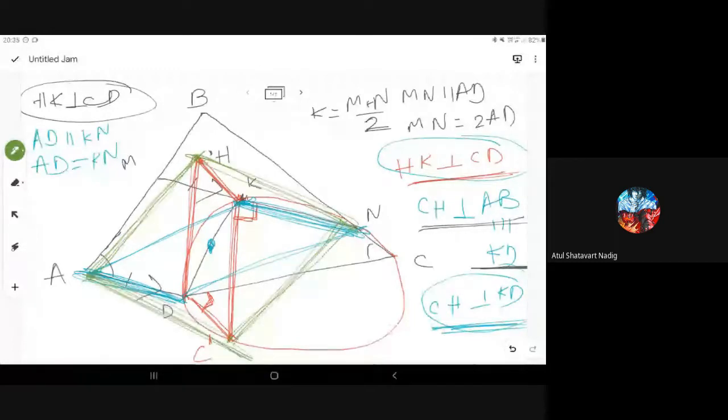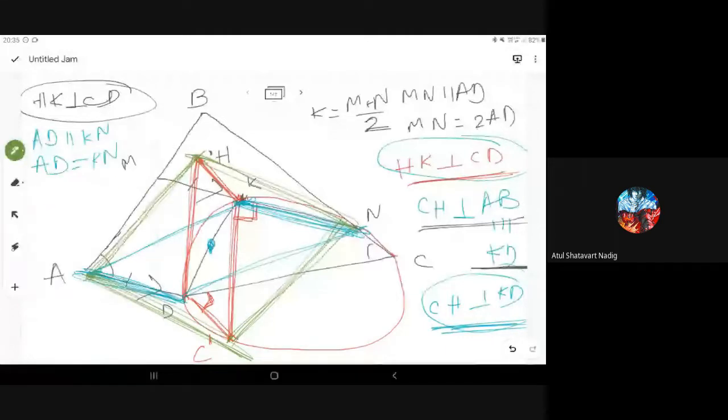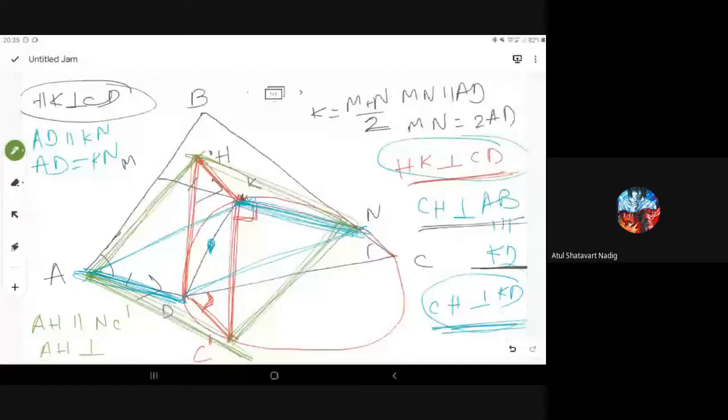Yeah, so this green parallelogram exists, and this means that AH is parallel to NC dash, and this means that AH is perpendicular to BN, which is BC. Does anyone have any questions? This was actually a really nice problem. It is not that hard, but the solution is really satisfying.